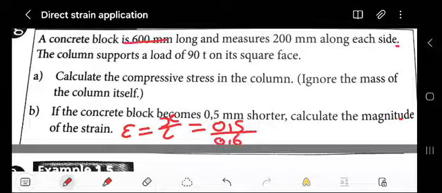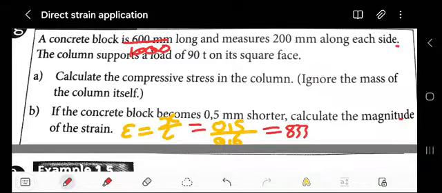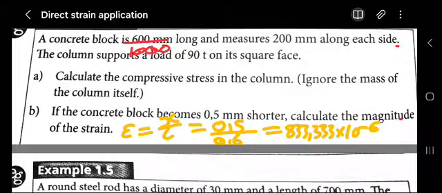Remember, divide that by 1000, you'll get 0.6 meters. Then if you punch this, you'll get that your strain is equal to 8.33 times 10 to the minus 6. It has no SI units. Remember, the strain has no SI units, so that is it. We are done with that.